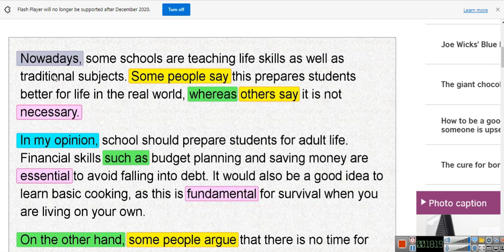Now, I'm going to read it. Nowadays, some schools are teaching life skills as well as traditional subjects. Some people say this prepares students better for life in the real world, whereas others say it is not necessary. So what can we find about this paragraph? First, it starts with "nowadays," and then "currently." We also find that there are only two sentences. So it's a very basic paragraph.